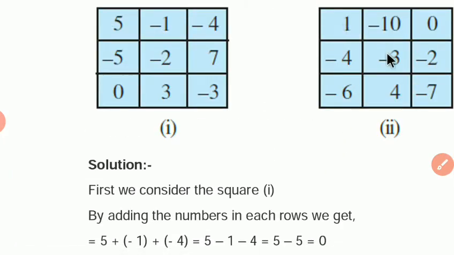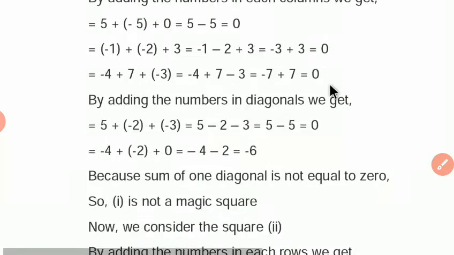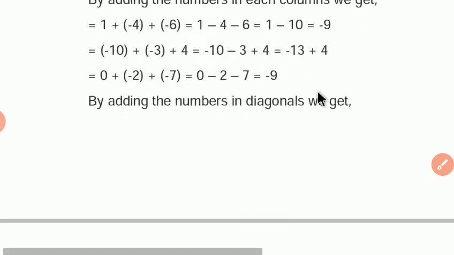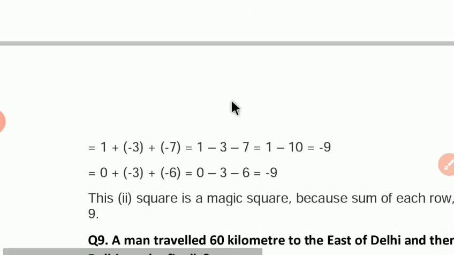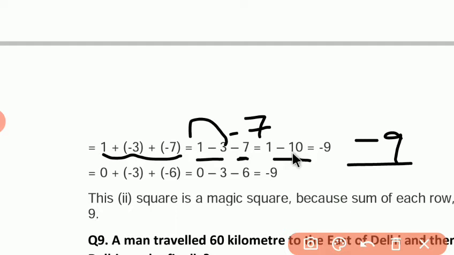The diagonal numbers are 1, minus 3, minus 7, and the second diagonal is 0, minus 3, and minus 6. So let us add the numbers of the diagonals. By adding the numbers in the diagonal, we get 1 plus minus 3 plus minus 7. So 1 plus into minus, minus 3, again plus into minus, minus 7. So 3 plus 7 is 10, and the sign will be minus. So 1 minus 10 means 10 minus 1, 9, and the sign will be according to the bigger number.